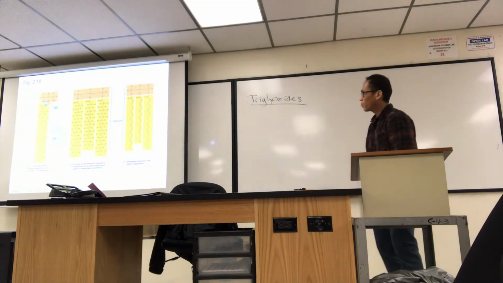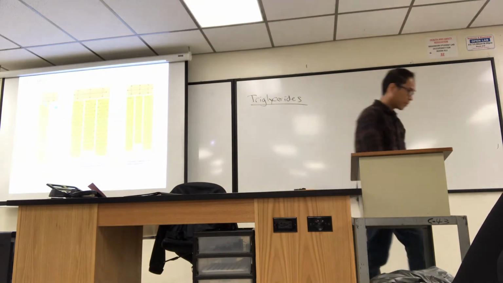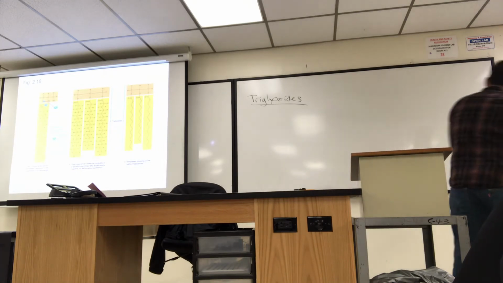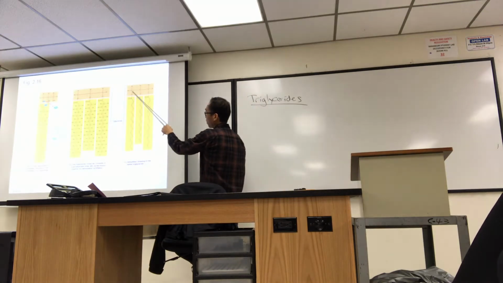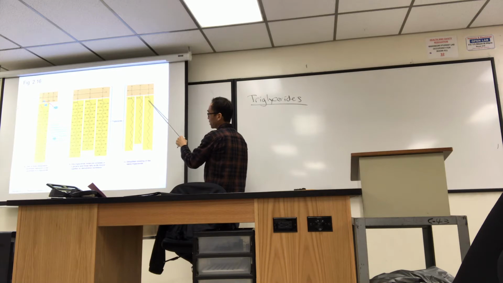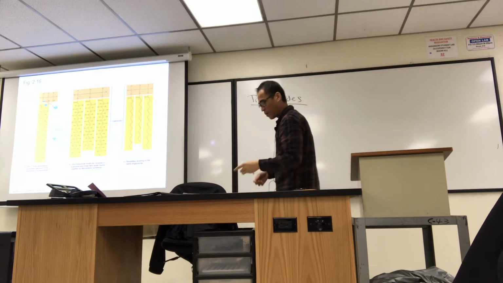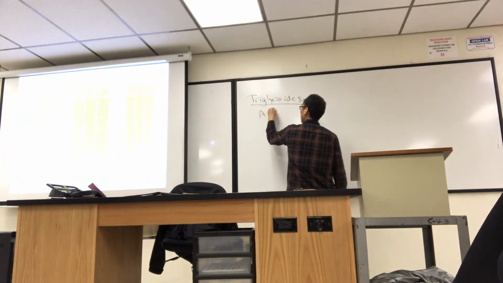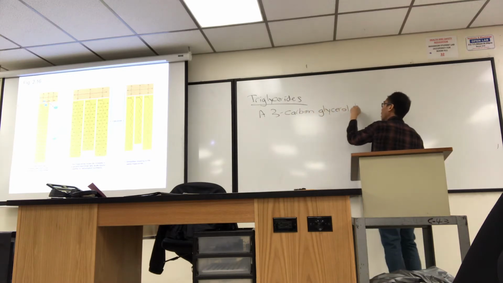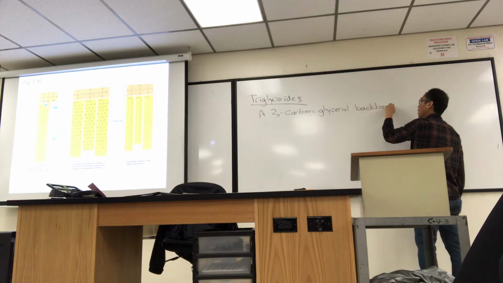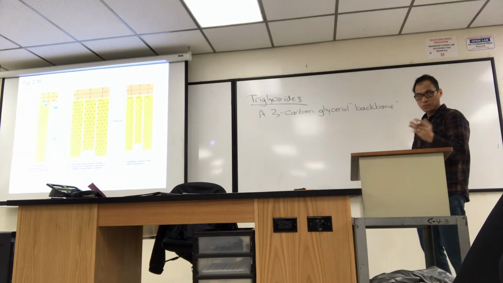Tri implies what number? 3. What we see here is this glycerol backbone. Let me get my pointer. This 3-carbon glycerol backbone, and there's 3 fatty acid chains. These are hydrocarbons attached to it. So that's kind of how we describe its structure. 3-carbon glycerol backbone. But then it's got 3 fatty acids at each of those 3 carbon positions.